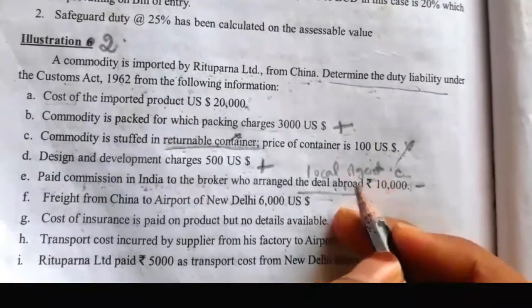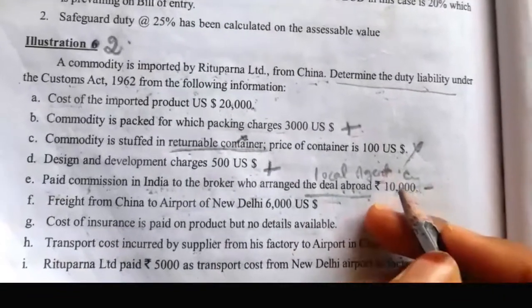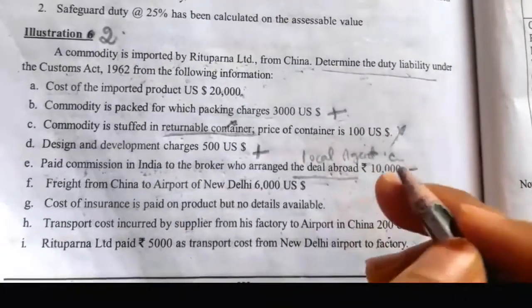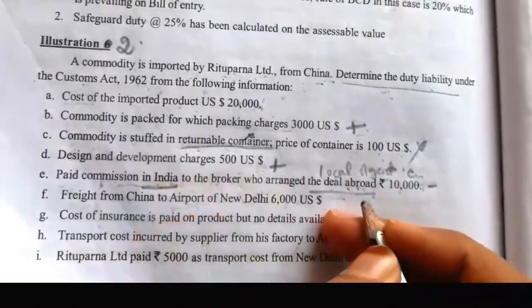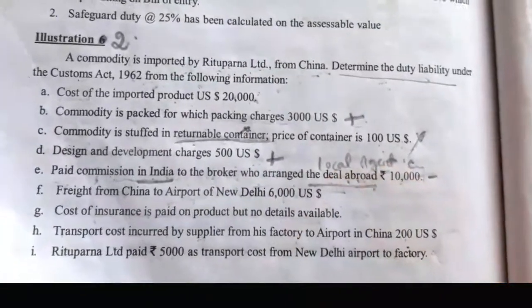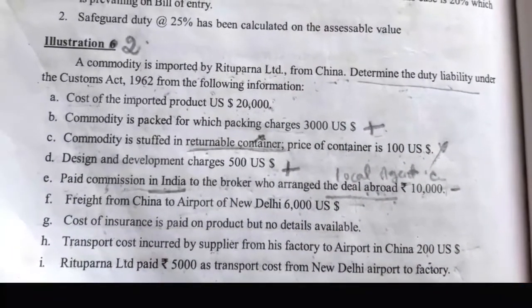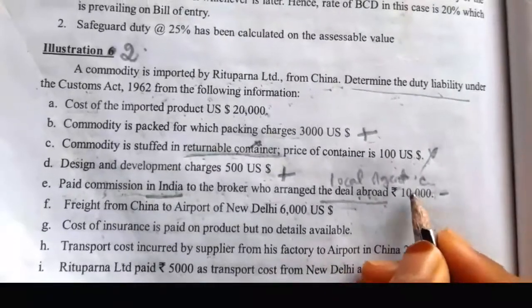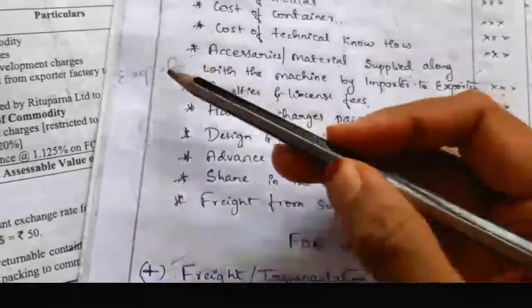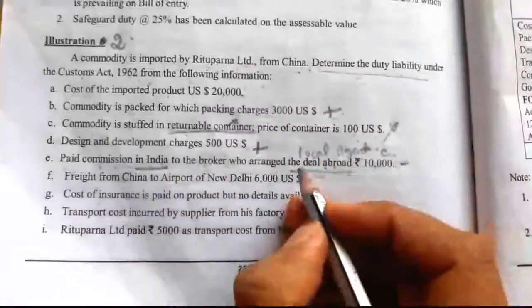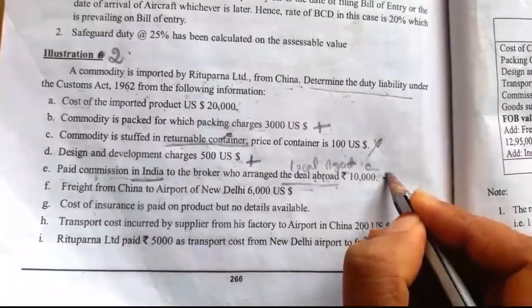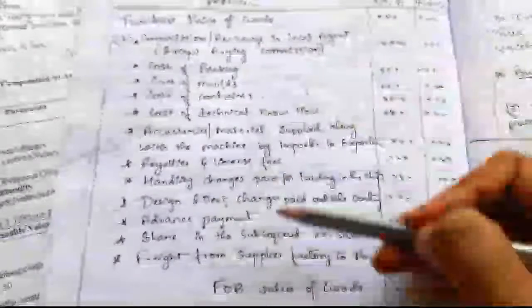Local agent is nothing but an exporter's agent, an exporter's agent staying in India. For that agent, the importer has paid a commission in India on behalf of the exporter. So it is actually the exporter's expenses. Any expenses incurred by the exporter we have to add. So commission paid to a local agent we have to take. This is a local agent commission, so we have to add it to the price of the goods.